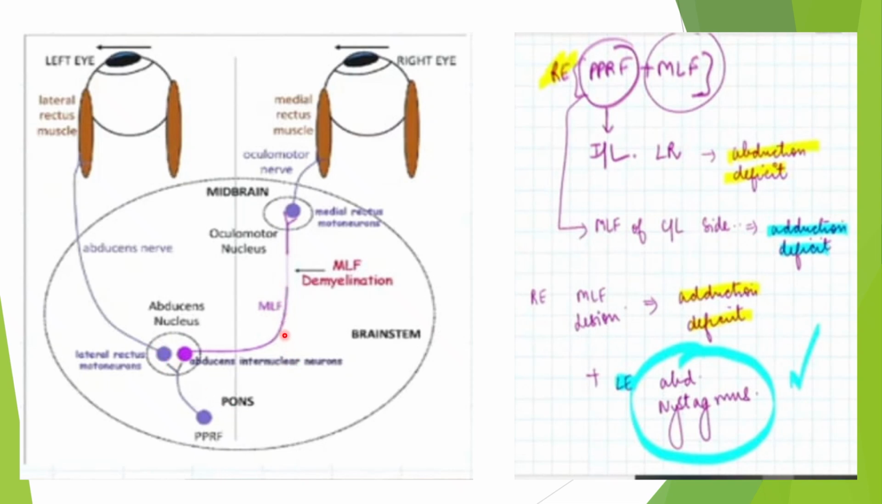and the contralateral MLF. So now, if PPRF and MLF are both gone, PPRF gone means ipsilateral lateral rectus gone, and MLF of the contralateral side gone means third nerve gone, which means medial rectus gone. That means an adduction deficit. And in the other eye, the MLF is also involved, so the third nerve is gone, the medial rectus is gone, so that eye has an adduction deficit. So in the same eye we'll have both abduction and adduction deficit, and in the contralateral eye we'll have only an adduction deficit. And in the contralateral side there will be abduction nystagmus. So that is one and a half syndrome.